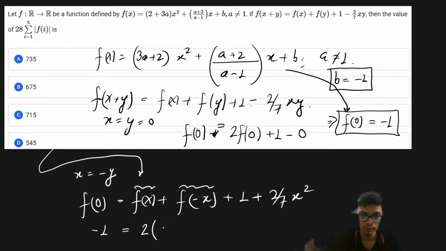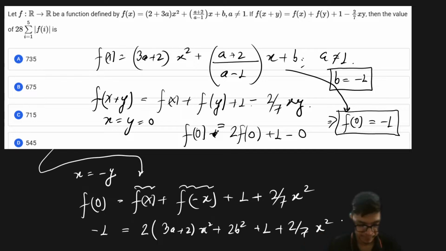So therefore, we'll have 2 times (3a plus 2) x square plus 2 times b square plus 1 plus 2 by 7 x square. That is what we have. Now we'll just put the value of b over here and try to solve for this particular quadratic equation.